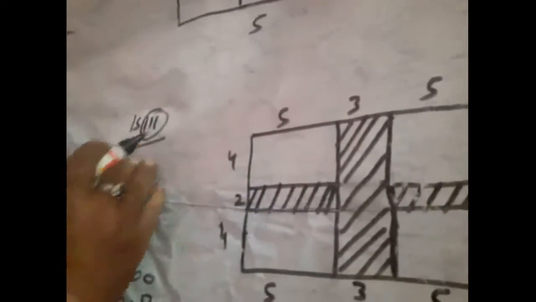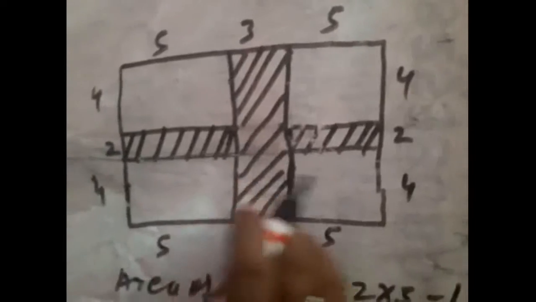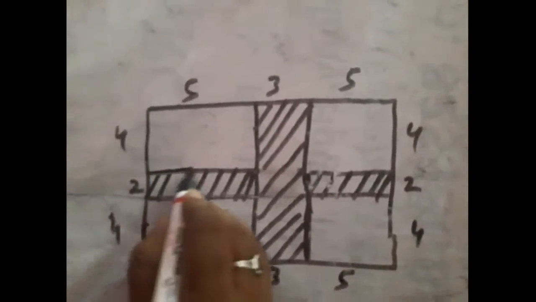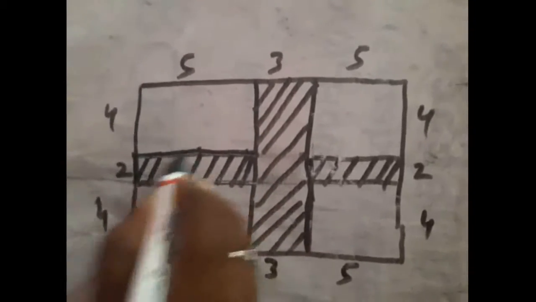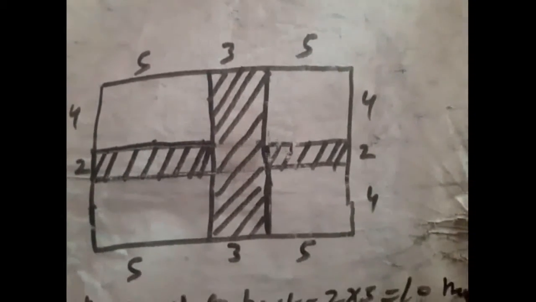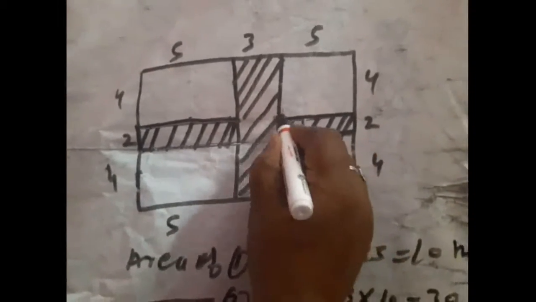Now come to question number 15, second part. This is the 15 second part, and all these dimensions are in meters according to the question. So you have to find the shaded area. This is how much? 5 and this is 2. So the area of this part is 5 into 2, 10 meter square. Similarly, area of this part is equal to 10 meter square.